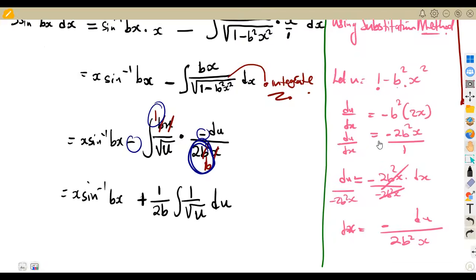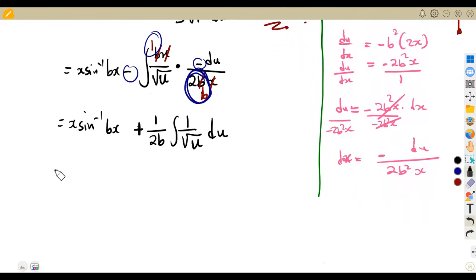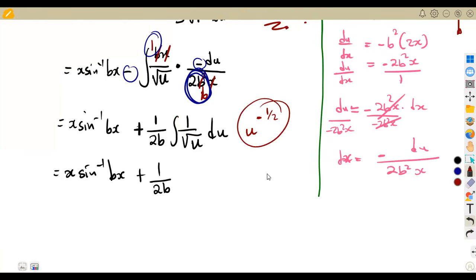So what are we supposed to do now? This one can be integrated. Remember, it's with respect to u. So this is just going to be x arcsin of bx plus 1 over 2b. Remember, the 1 over the square root of u means u to the exponent of negative half. u to the exponent of a half is the square root, but to remove the 1 over, you introduce a negative. So this is what we are supposed to integrate with respect to u.